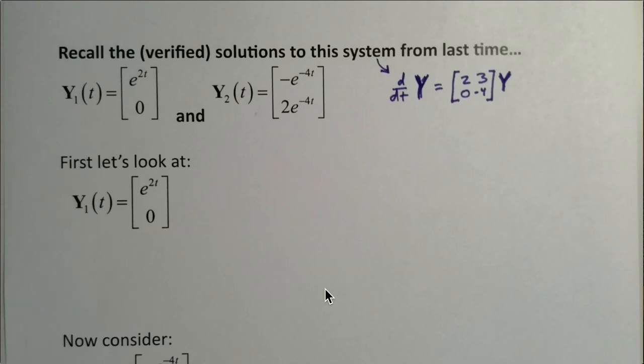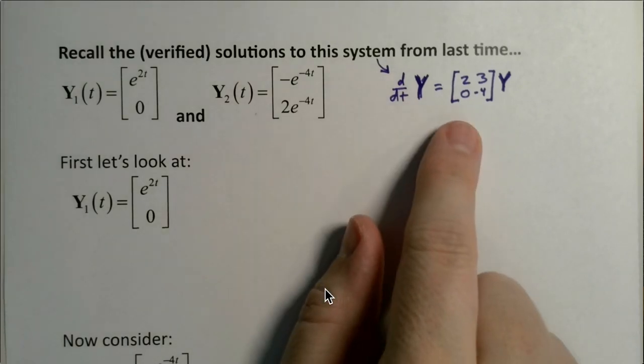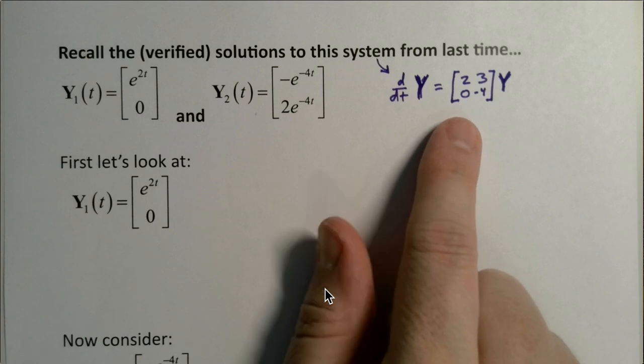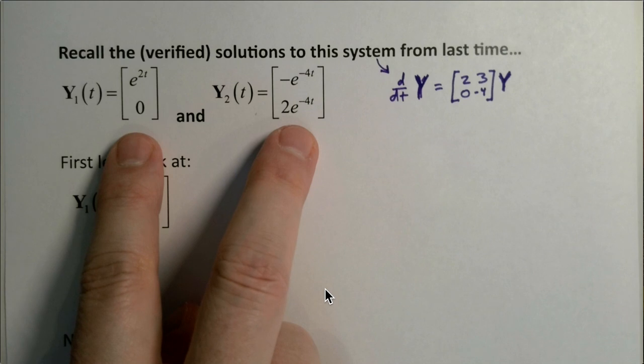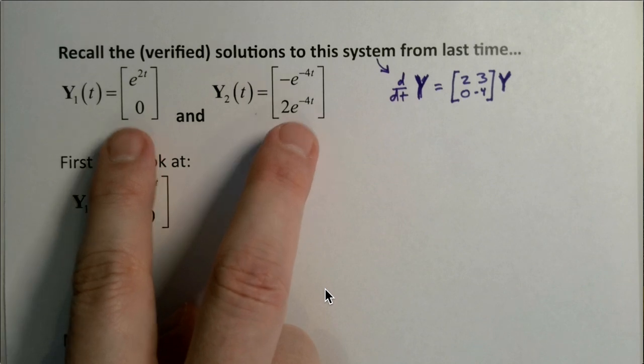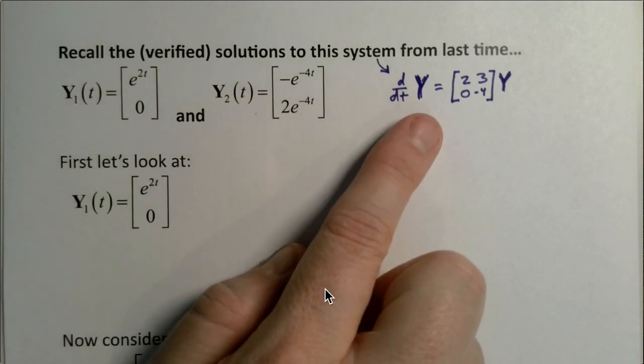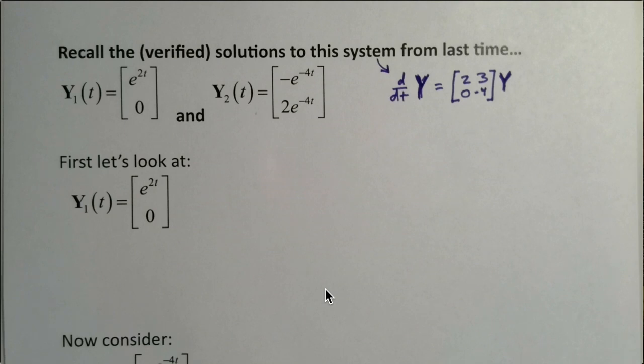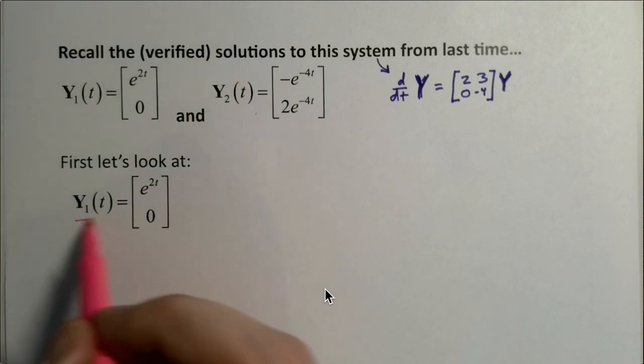We left off last time having taken a look at a familiar system of differential equations turned into a matrix equation. And we also know two solutions for this system. We verified these at the end of section 3.1, so we know that these really are solutions for that. And so we're going to look at each one of them in turn. And so we'll start with y1 here.